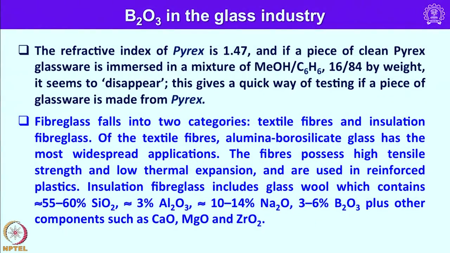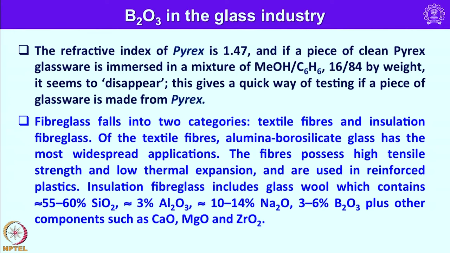Fiberglass falls into two categories. One is textile fibers and the other is insulation fiberglass. Of the textile fibers, alumina borosilicate glass has the most widespread application. The fibers possess very high tensile strength and low thermal expansion and are used in reinforced plastic.